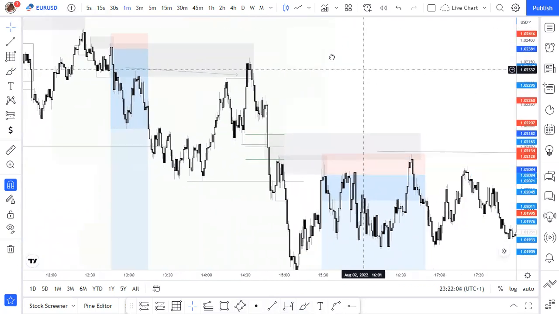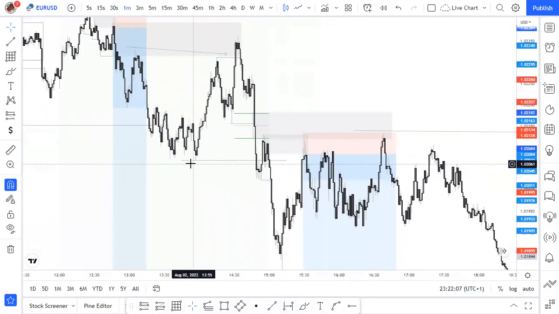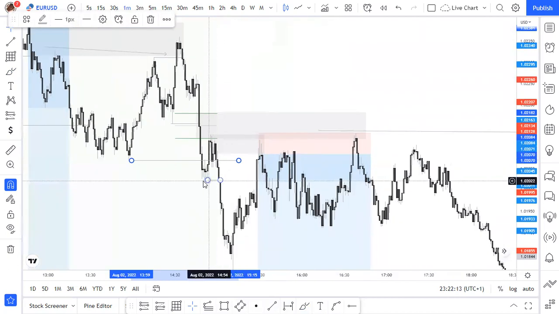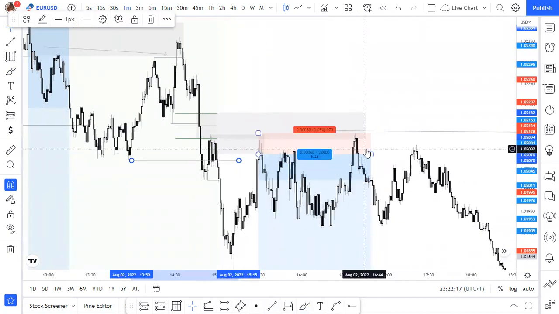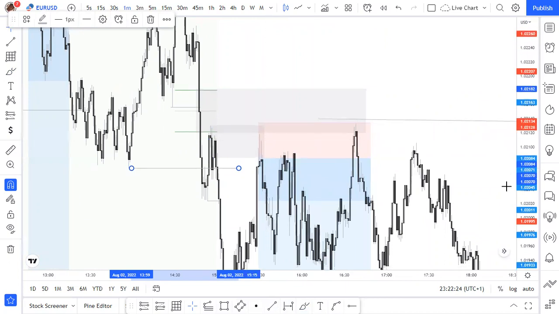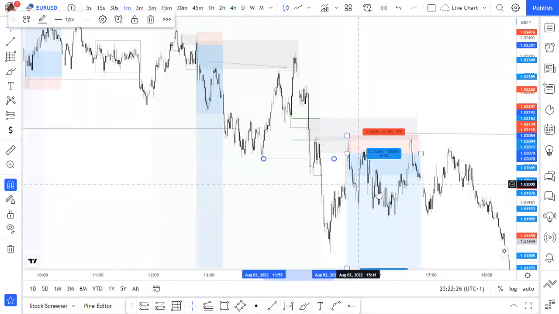So down here, I think this was a 15 minutes range. So when price pulled back here, this one is really kind of risky. I was almost stopped out here, but I wasn't. I was almost stopped out, but this is a risky trade.